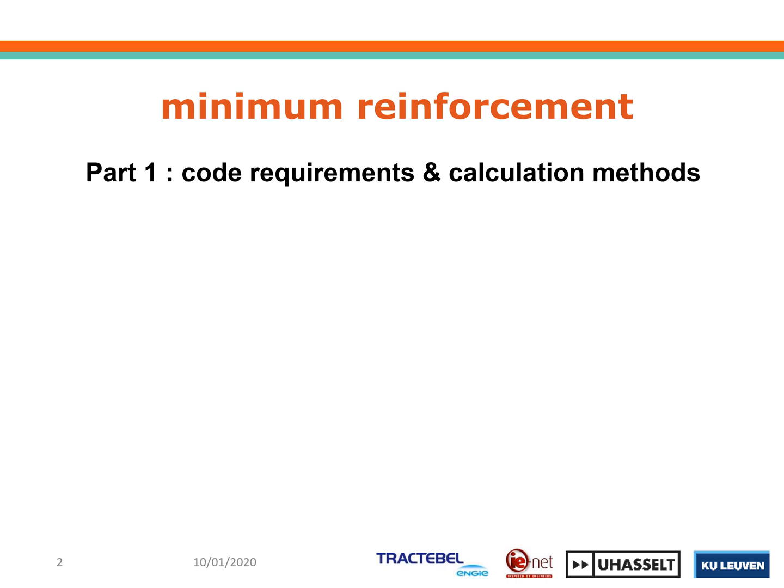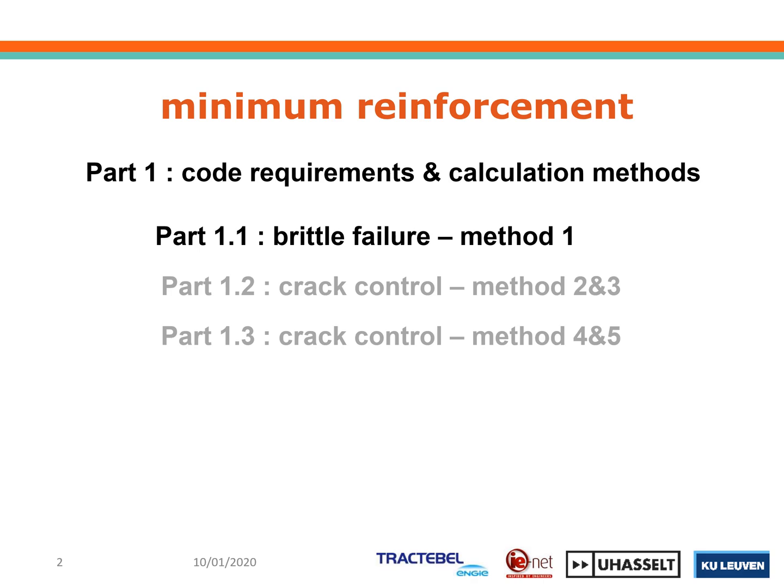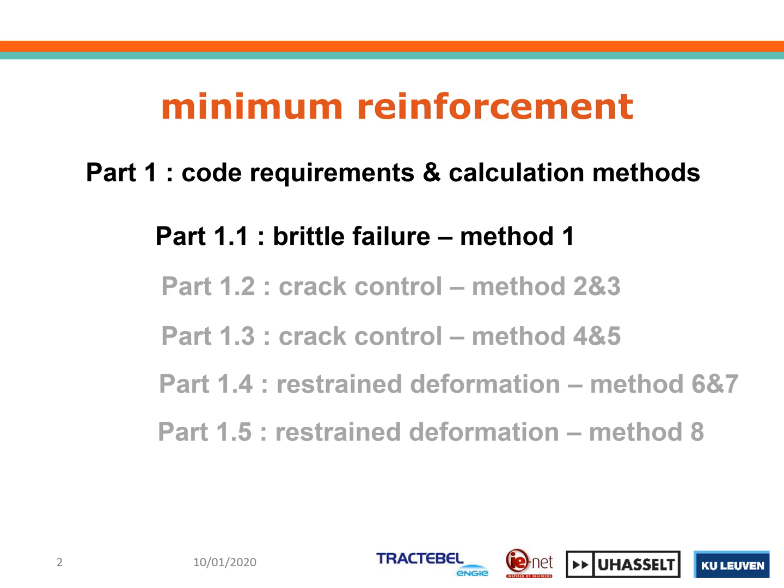In part 1, code requirements and calculation methods, we will start with a general approach to minimum reinforcement, followed by the minimum reinforcement to avoid brittle failure. We will continue in the following parts with minimum reinforcement needed for crack control, with or without specific crack width specifications, and restricted deformation using Graph's formulas or total free strain. Part 1 will be concluded by a summary of the 8 different methods.